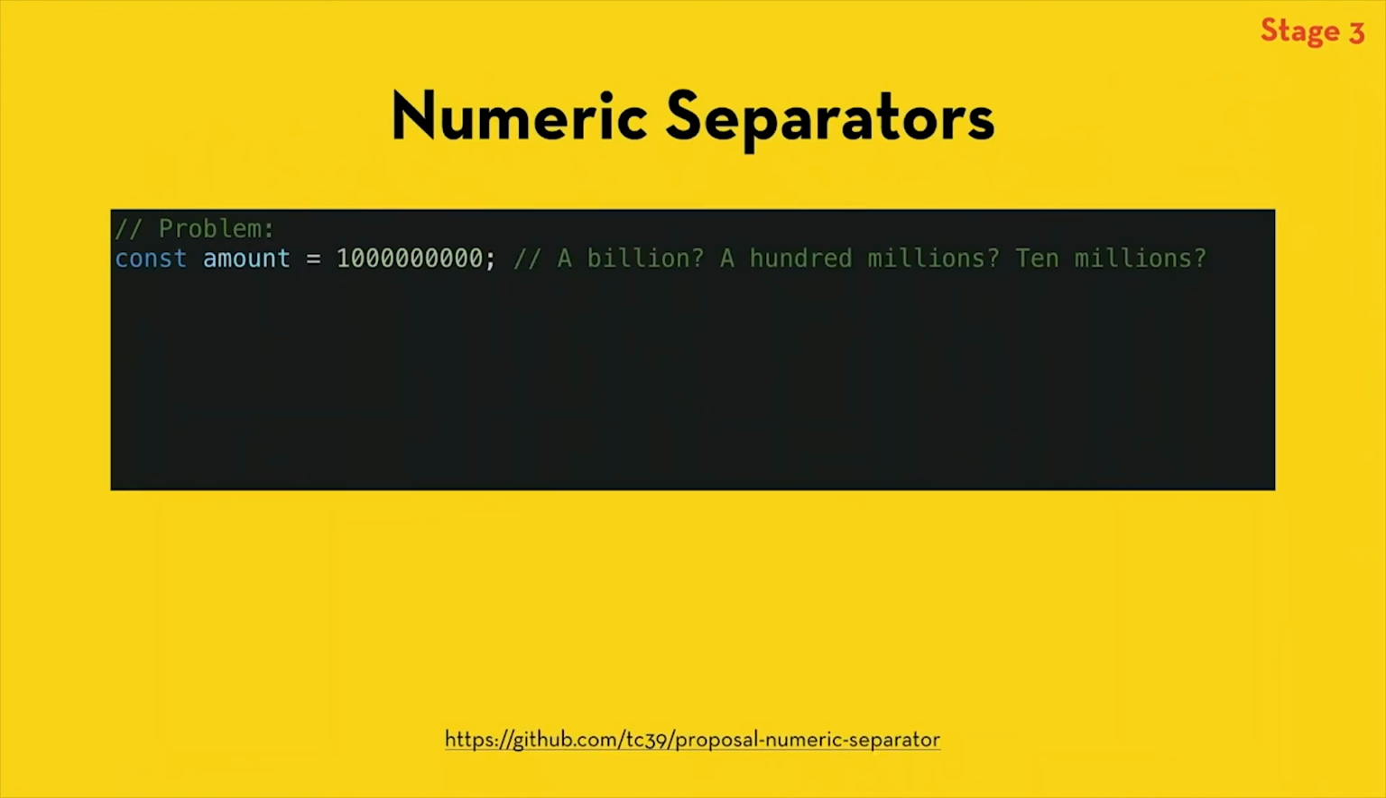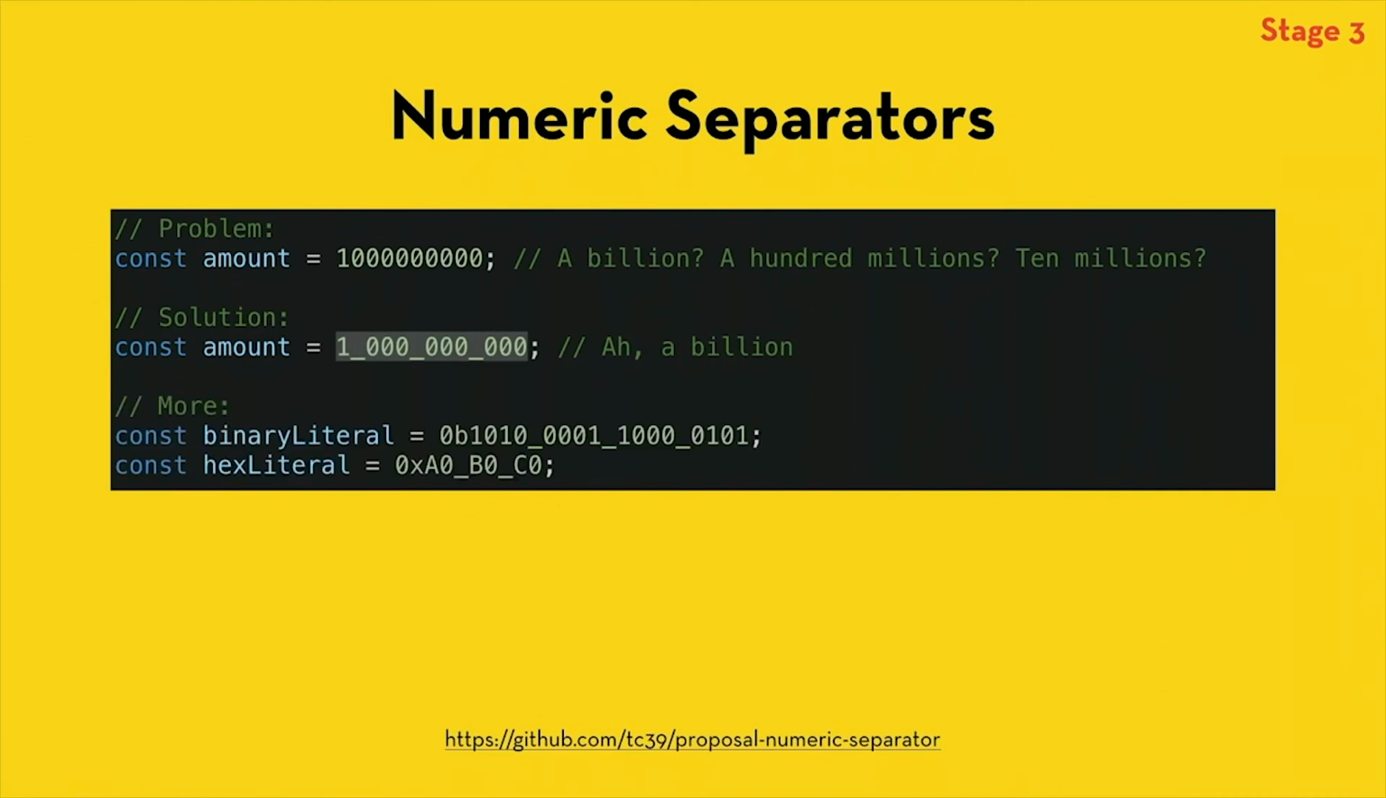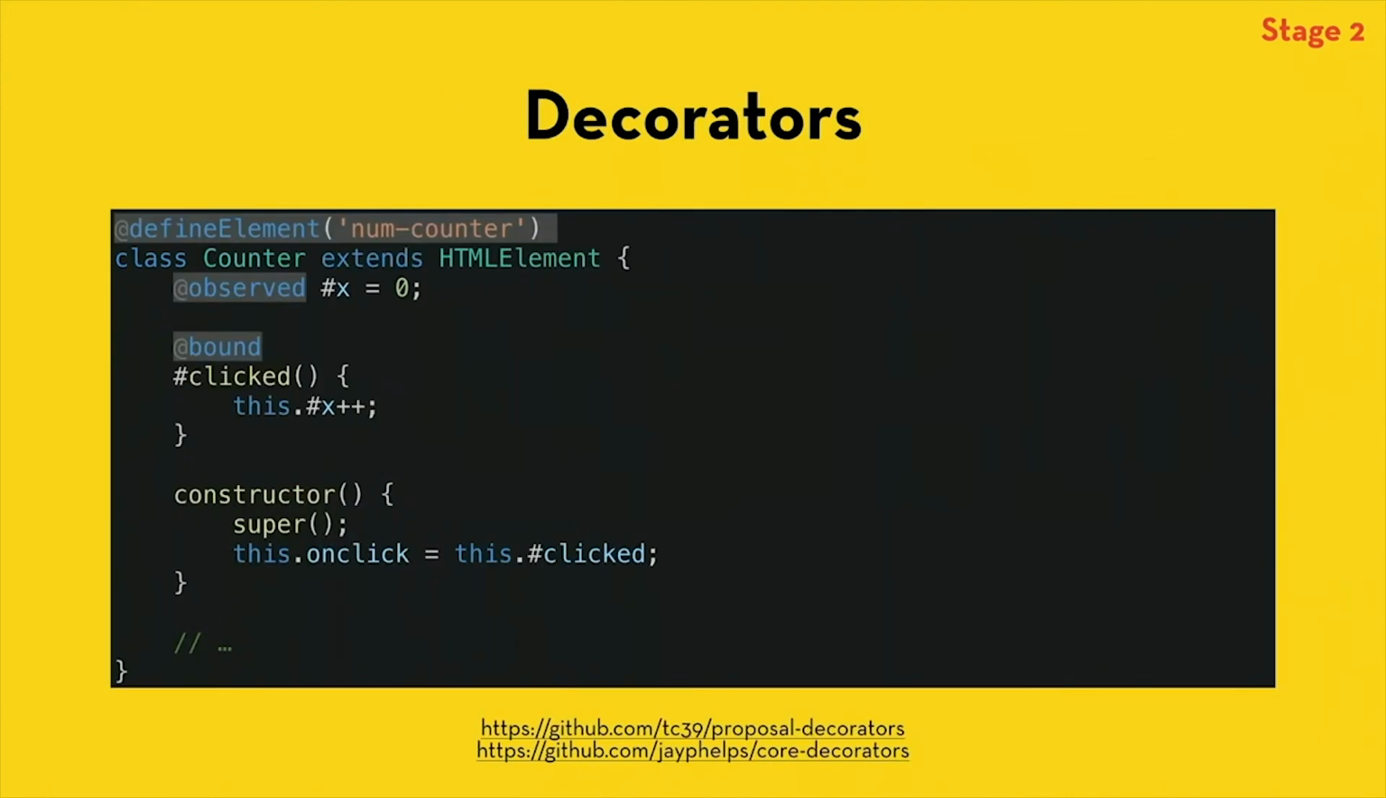Numeric separators. Is this a million, 10 million, a billion, 10 gazillion-ish, whatever? If you add these fellas in between, you know that. Oh, it's a billion. By the way, it changed. On the last TC39 meeting, they changed the underscore to a single quote due to some conflicts with other things. All right. You can also use it on hex values. You can also use it on octals. Oh, binaries. That's also possible.